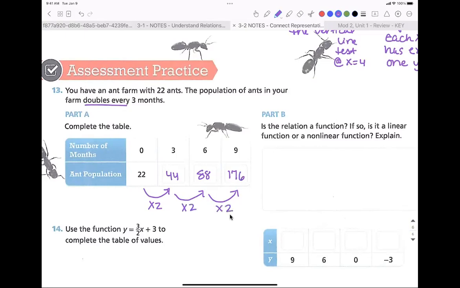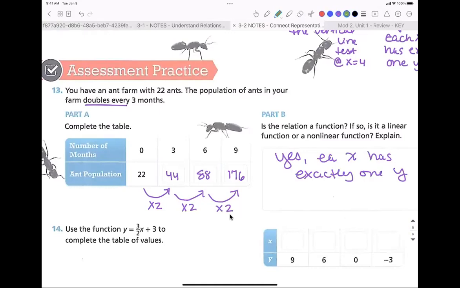All right. Now I want to ask you this question. First of all, is this a function? Look at your X's. Any repeating X's? Nope. So is it a function? Yes, it's a function because you guys know this, each X has exactly 1 Y. All right. Now, is it linear or nonlinear? That's question number 2.